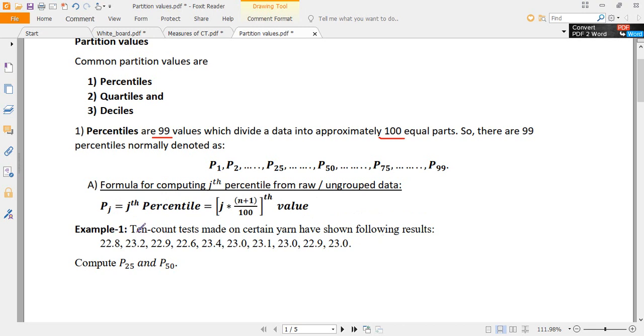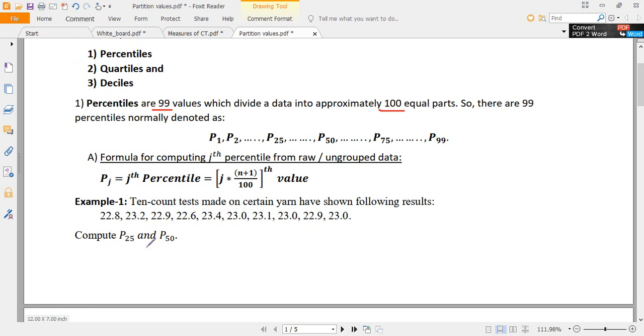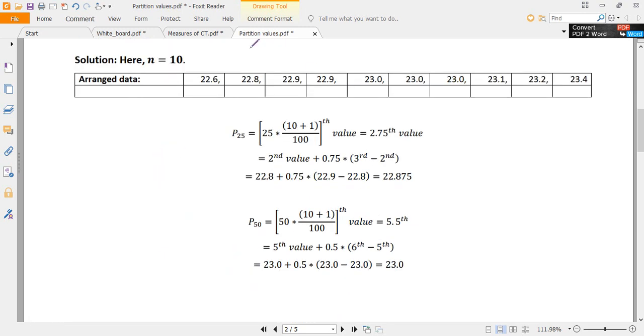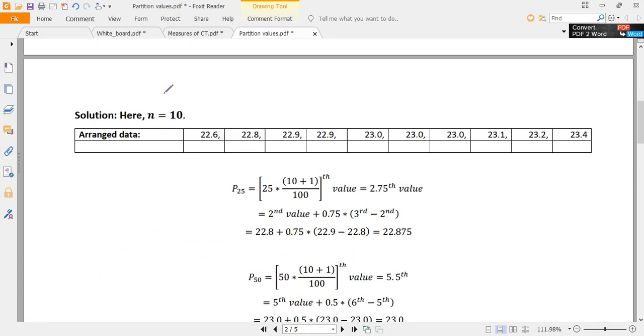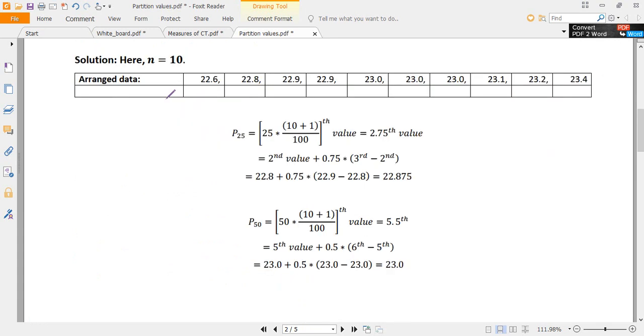Here is the previous data: 10 count tests made on a certain yarn showed the following results, 22.9 and so on, 10 values. We have to compute P25 and P50. So to compute P25, this is the data. I arranged it, similar to the median. To compute any partition values, percentile or quartile, we have to arrange the data in ascending order. So I arranged this data from lowest to highest, and we can label it as first value, then second value, and finally this is the 10th value.